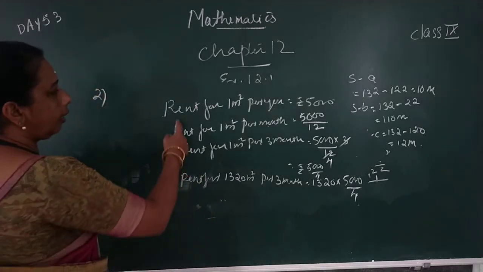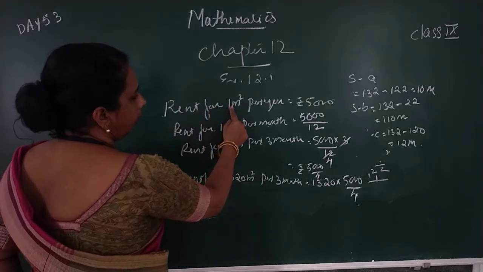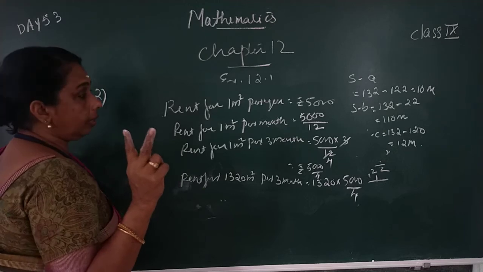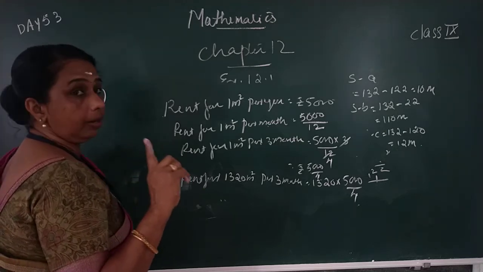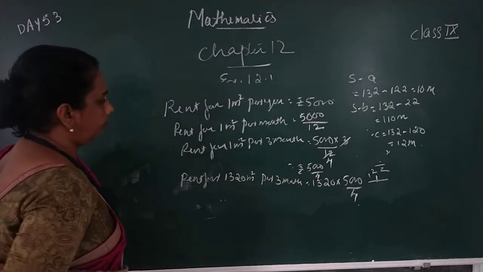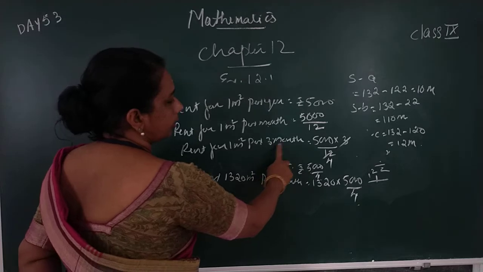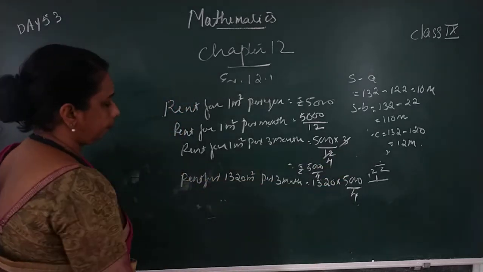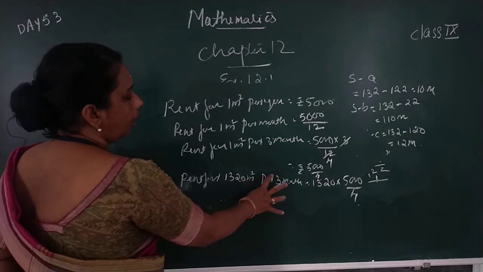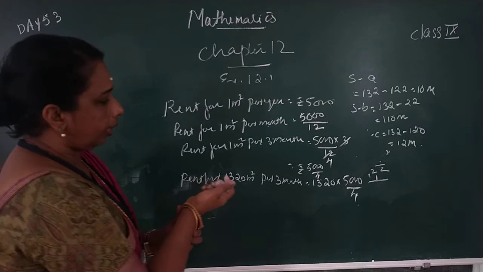One more time, listen here. Rent for 1 meter square per year is given, 5,000. First we have to find out the rent for 1 meter square per 1 month, divided by 12. This 1 year is equal to 12 months. Then the rent for 1 meter square per 3 months, into 3. Then the rent for 1320 meter square per 3 months: 1320 into 5,000 by 4.